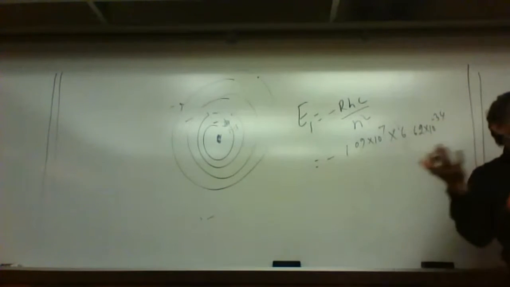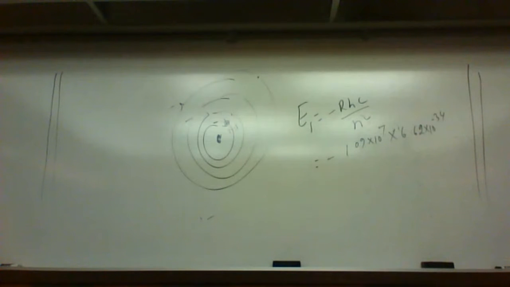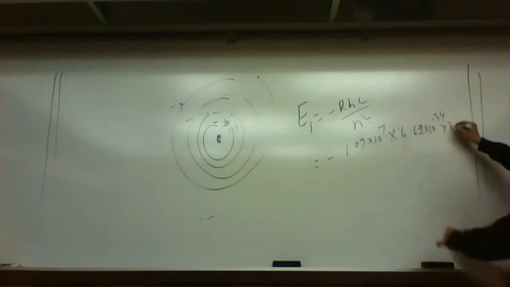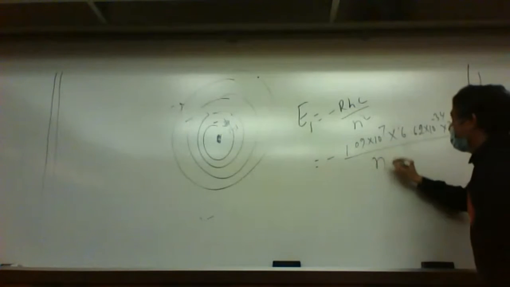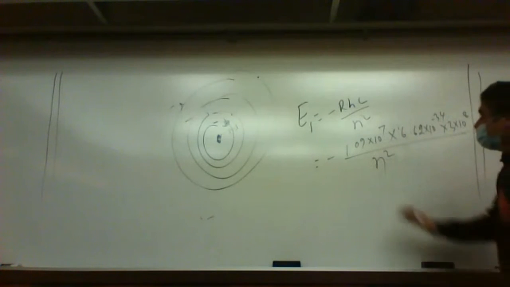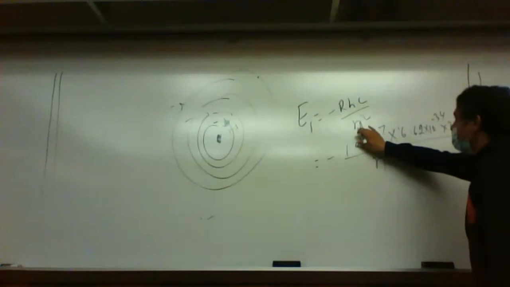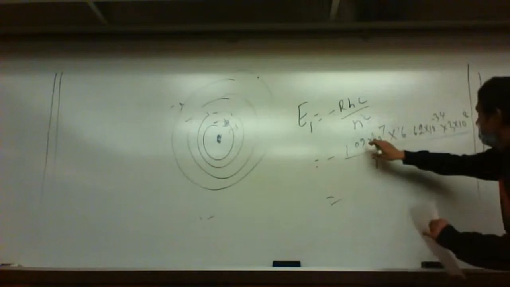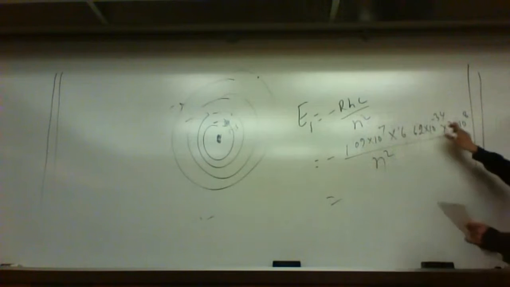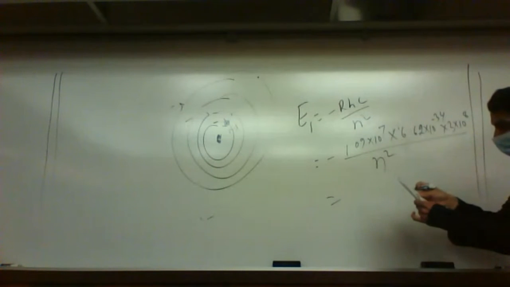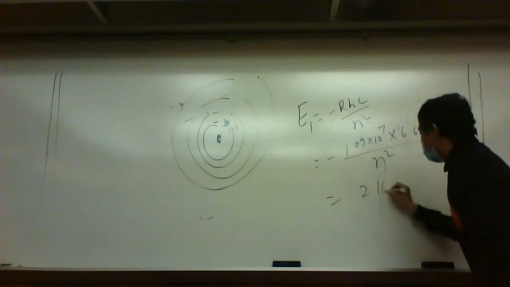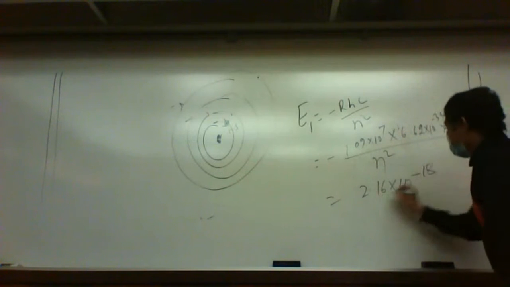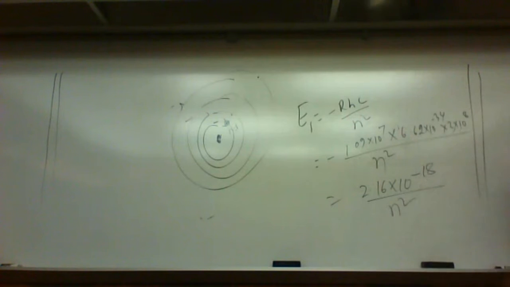I already did this, you don't have to copy here, so it's already done in the slide here. So C is 3 multiplied by 10 to the power 8 meter per second, and then n square. So let's calculate E1. For E1, I put the value of n is 1. So let's calculate this one first. If you multiply R, H, C, this one, and this number here, you get 2.16 × 10 to the power minus 18. So 2.16 × 10 to the power minus 18 by n square. So this is our formula for calculating the energy of the electron.